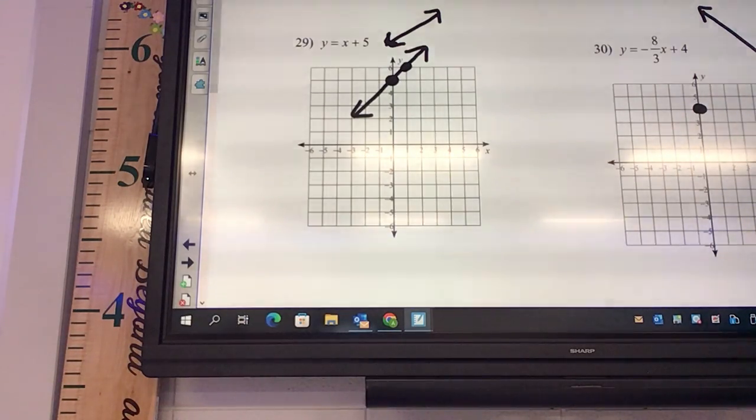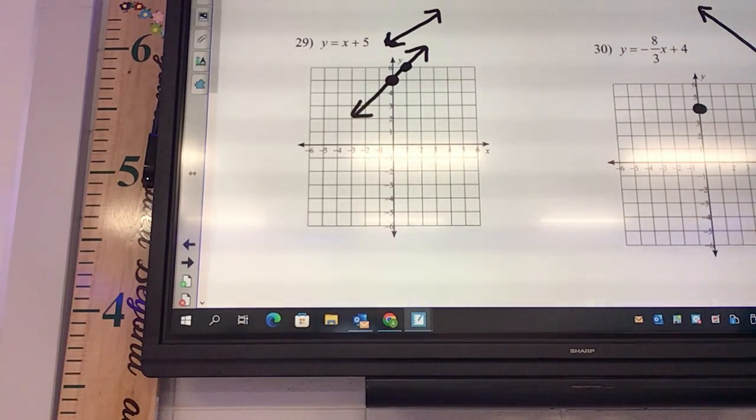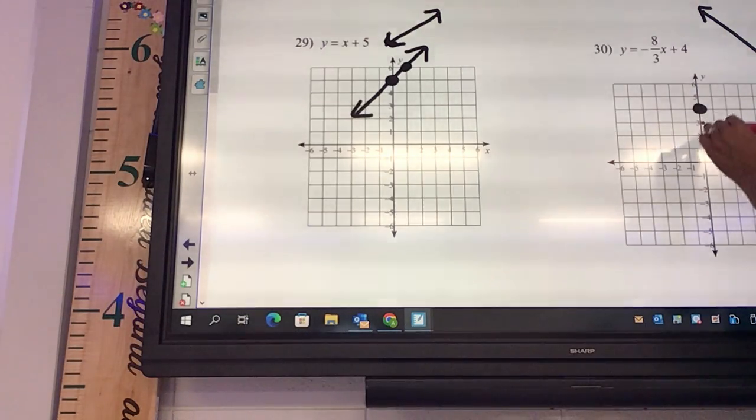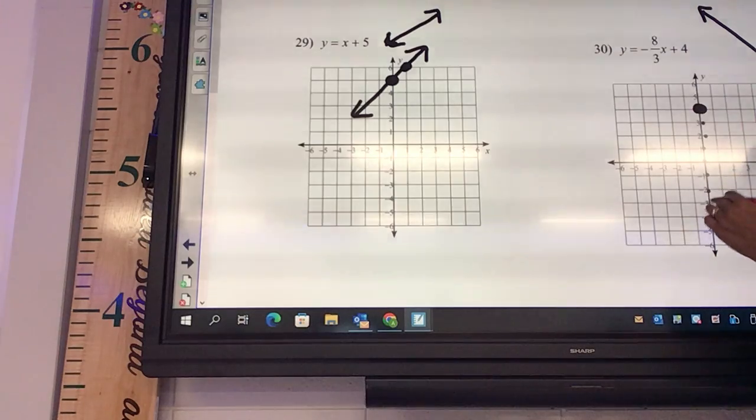What is my slope? 8 over 3. Now this is where this stuff gets confusing, because can you go up? No. We can't go up 8, so you have to go down 8. Down 8, for sure. 1, 2, 3, 4, 5, 6, 7, 8. Okay, and we need to go over 3.